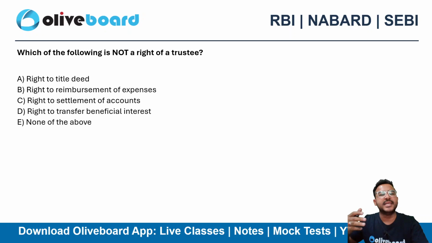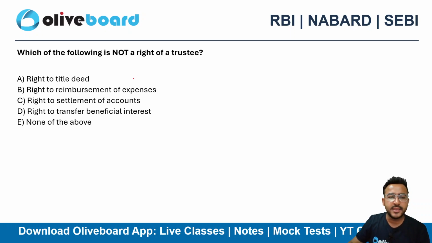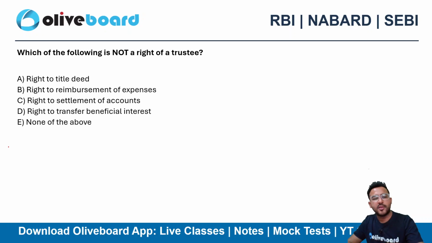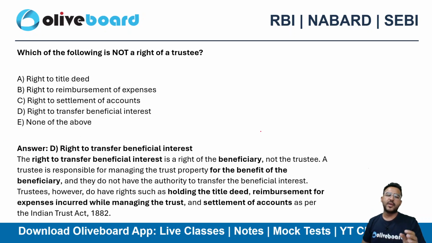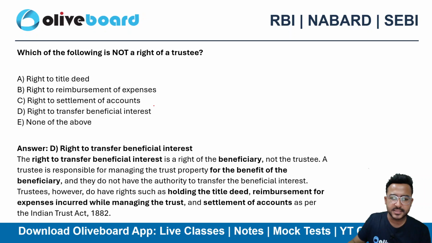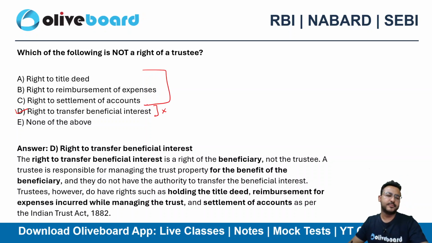Which of the following is not a right of a trustee? Which of these is not a right of the trustee? Right to title deed, right to reimbursement of expenses, right to settle accounts, right to transfer the beneficial interest, or none of the above. The correct answer here is right to transfer the beneficial interest. This is not at all a right. Otherwise, all the other rights we had already studied.